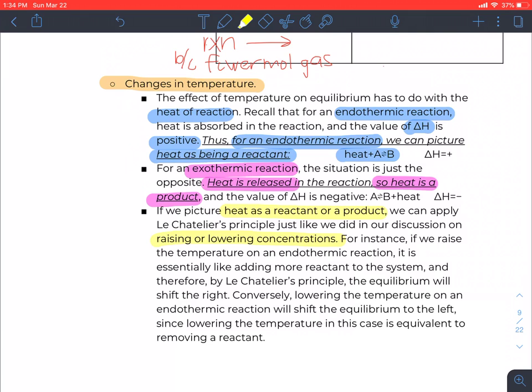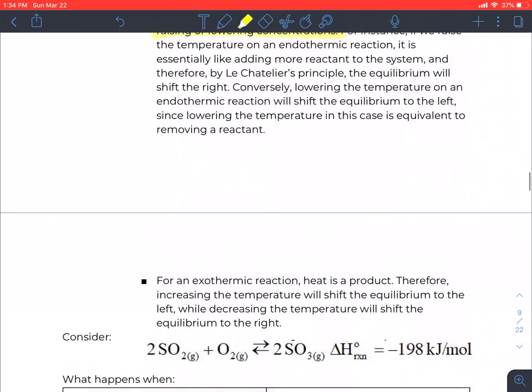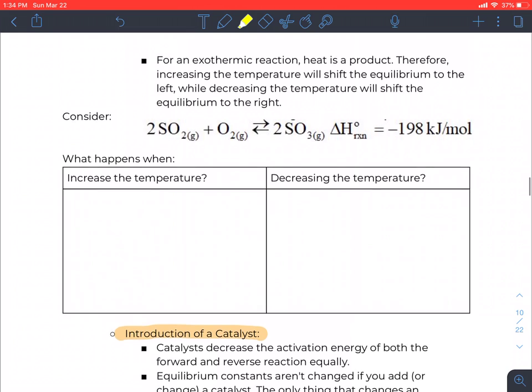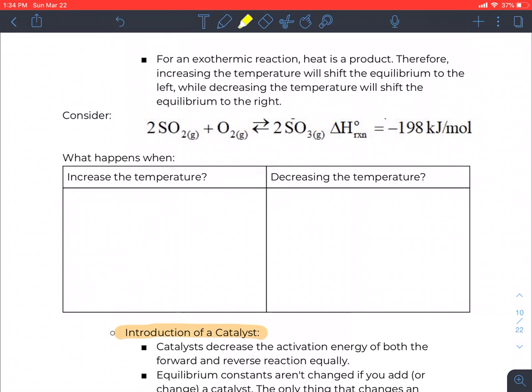So in this section, it might be very useful for you to treat heat and actually write it into the equations. So let's look at an example. Oh, we got one more little sample. For an exothermic reaction, heat is produced, or a product. Therefore, increasing the temperature will shift the equilibrium to the left, while decreasing it will shift to the right.